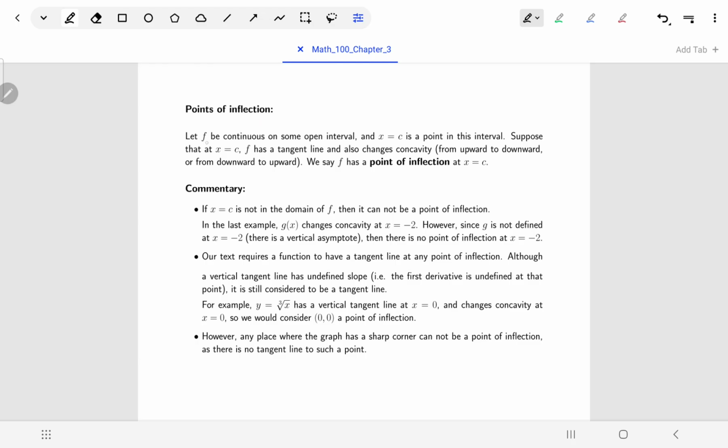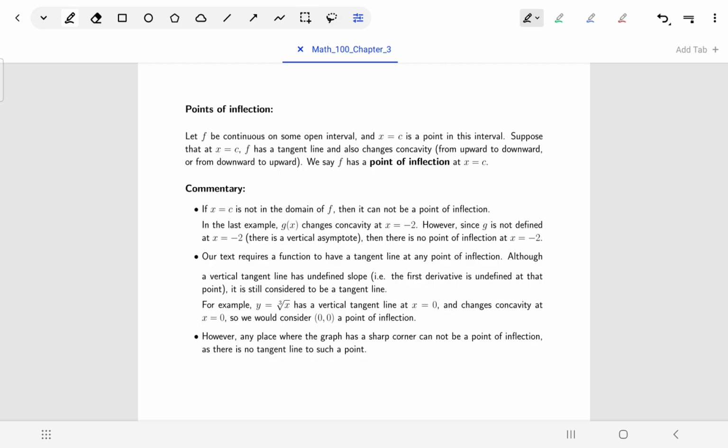Number one, our function needs to be continuous on some interval containing our point of inflection. So in other words, our function needs to be defined at our point of inflection. We also need to have some kind of a tangent line and also to change our concavity in order to be a point of inflection. So a couple of things though.